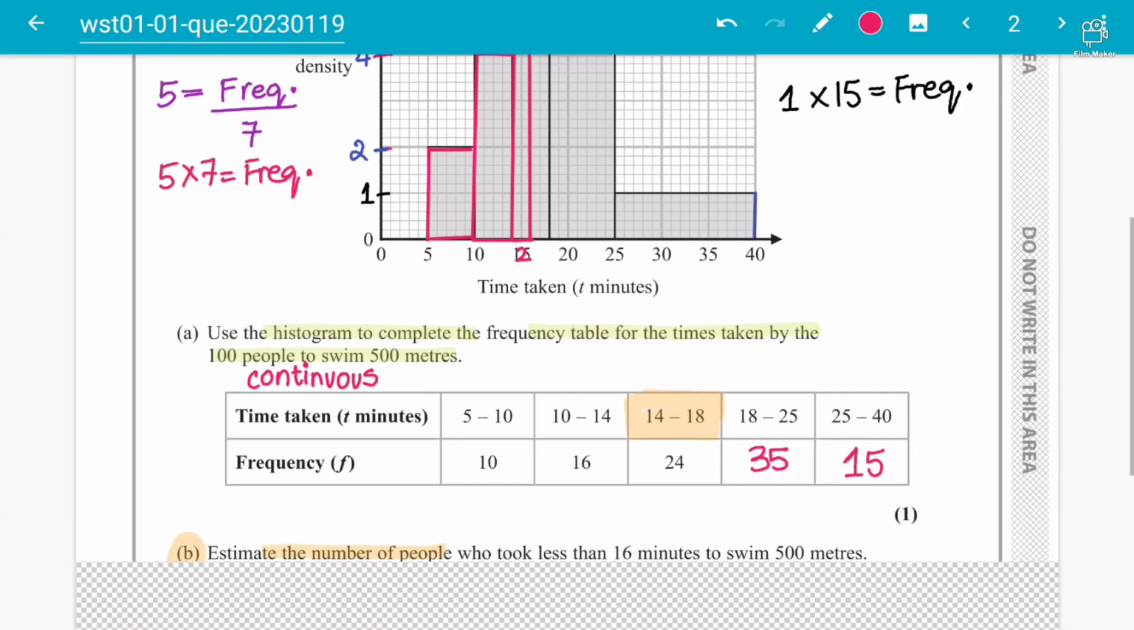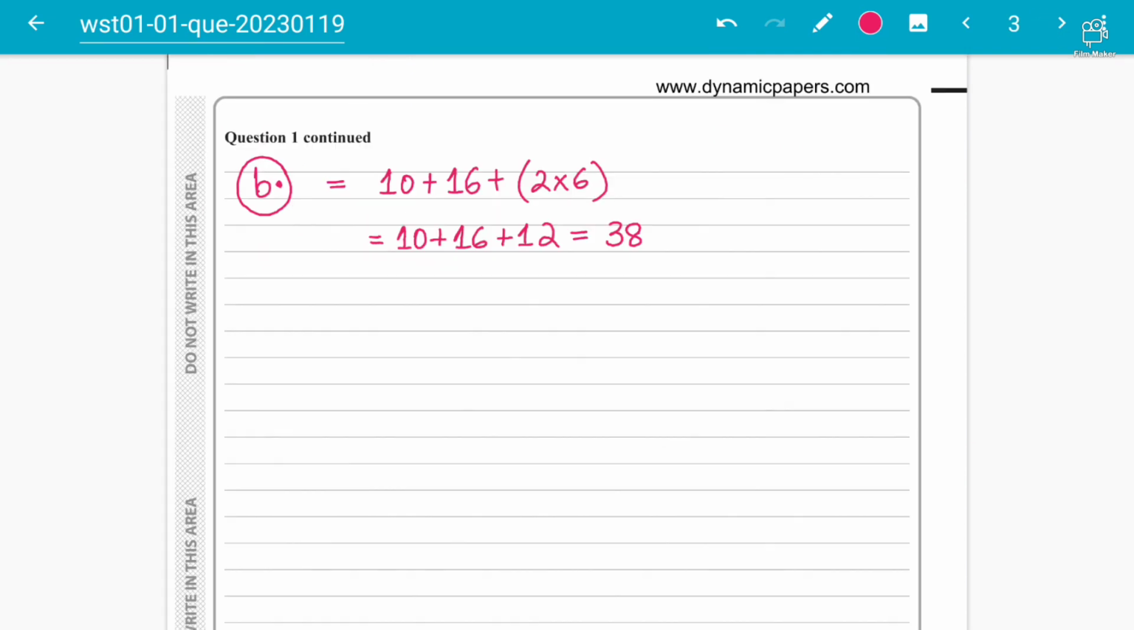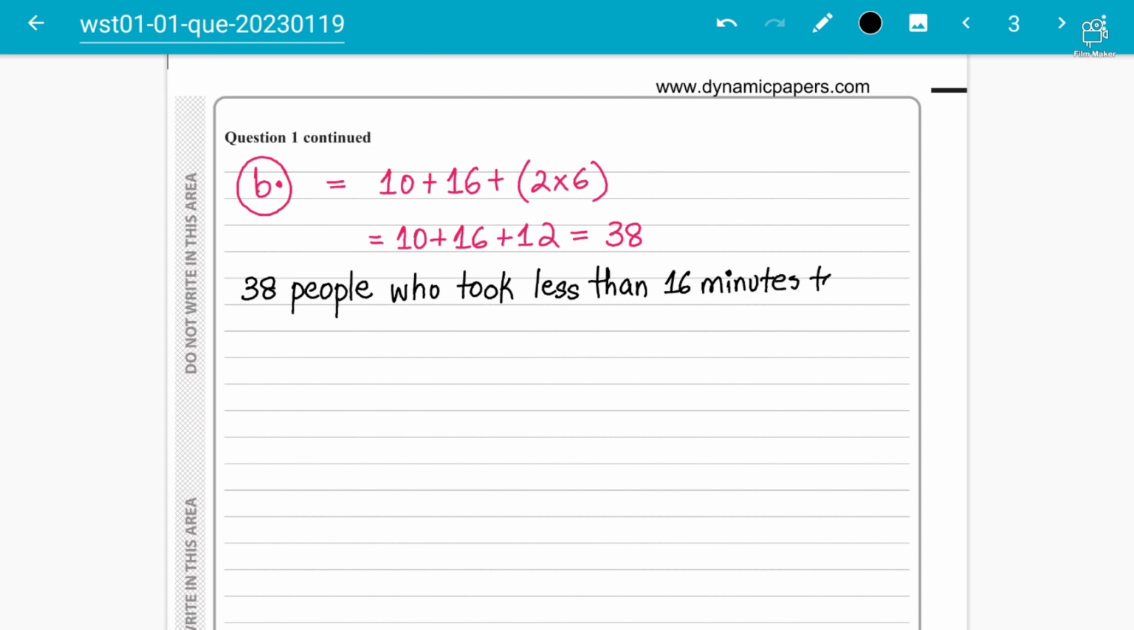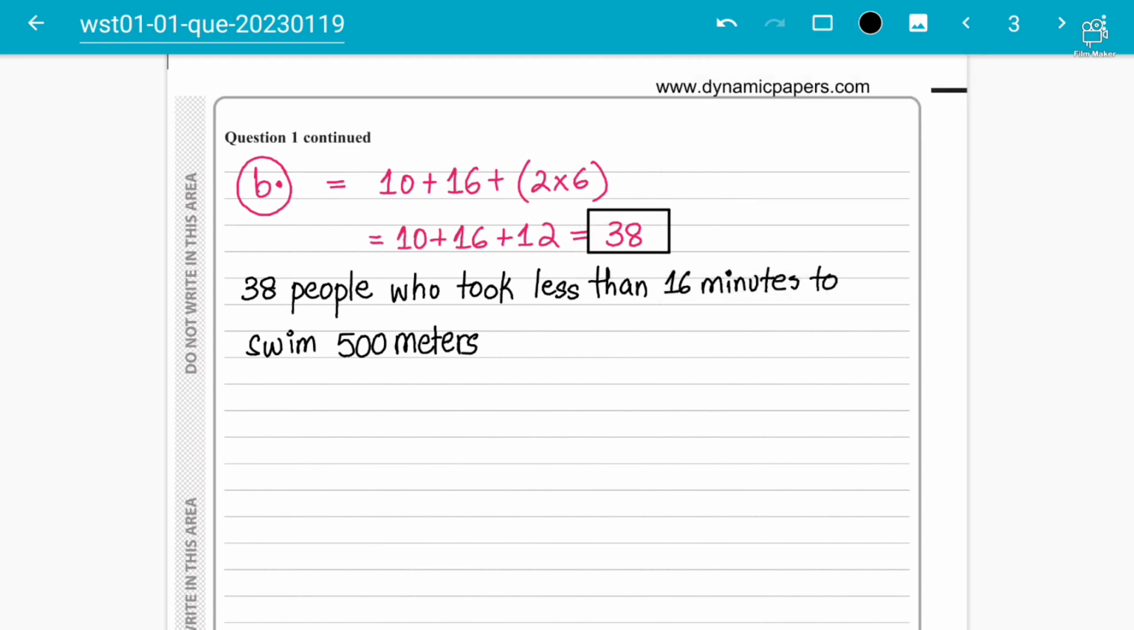Make sure you write it properly, that there are 38 people who took less than 16 minutes to swim 500 meters. With which you get 2 more marks, students. So this is our answer for part B, that is 38 people.